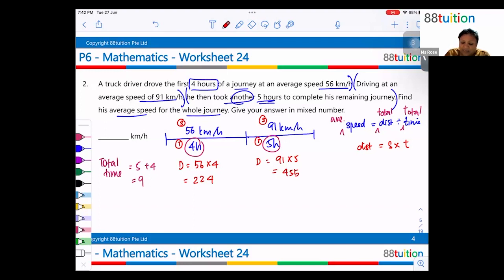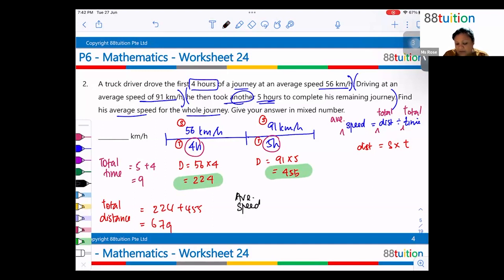Now, with this, I can actually find my total distance. So total distance, we go to 224 plus 455 to give me 679. So to find the average speed is equals to total distance divided by total time taken to give me, thank you very much, Hannah, 75 4/9 kilometers per hour.